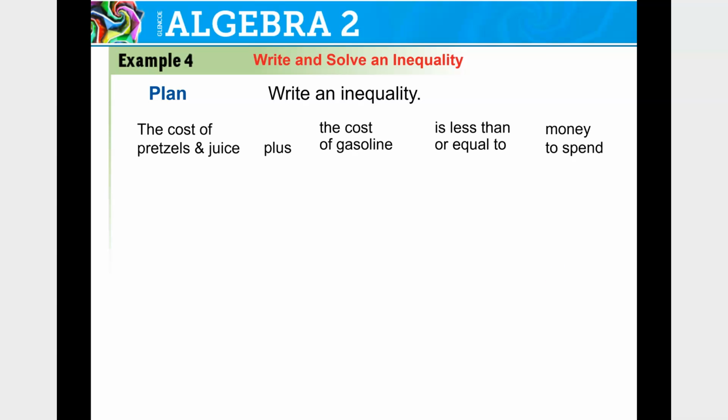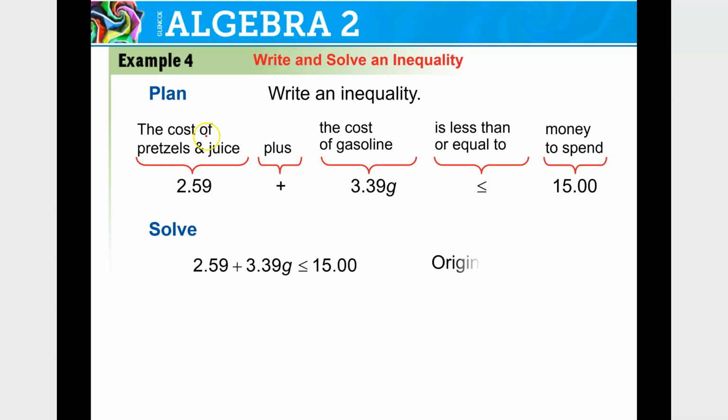So same sentence, and then in symbols, cost of pretzels and juice, $2.59, plus cost of gasoline, 3.39g, less than or equal to $15. Now we want the total to be less than or equal to $15 because this is all the money that Javier has. We cannot exceed $15.